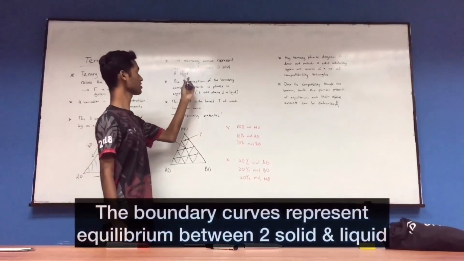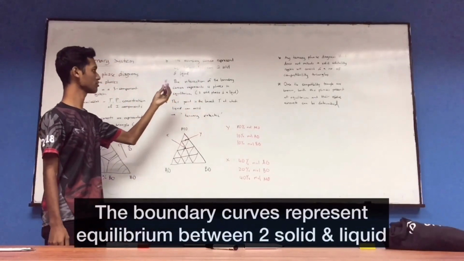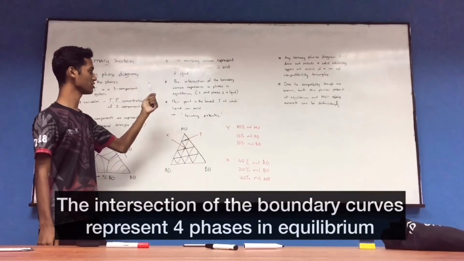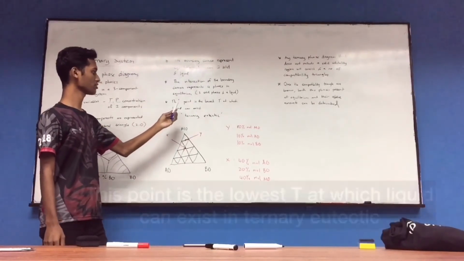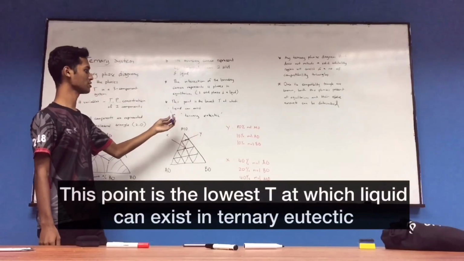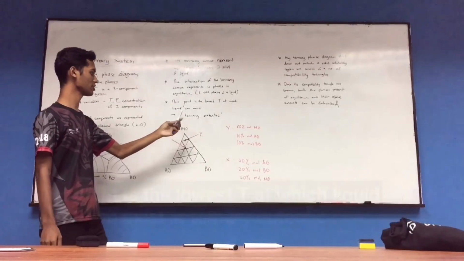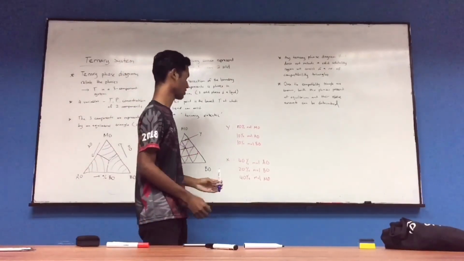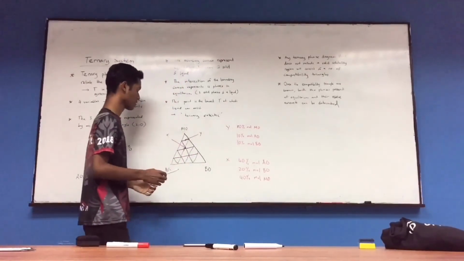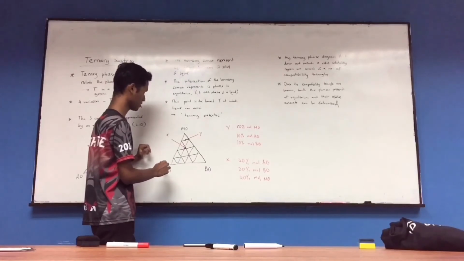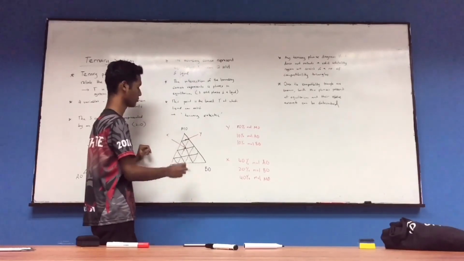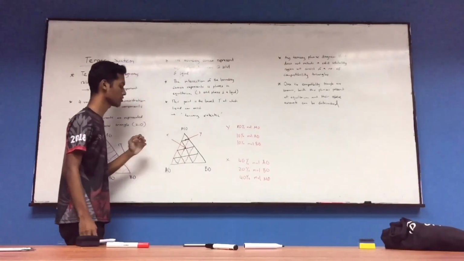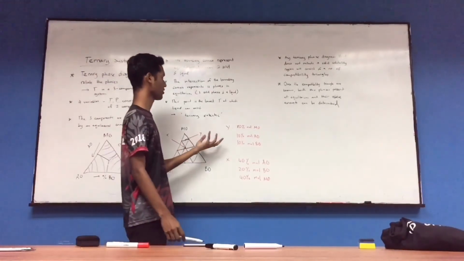The boundary curve represents equilibrium between two solids and liquid. The intersection of the boundary curves represents four phases in equilibrium. This point is the lowest T at which liquid can exist, the ternary eutectic. I will teach you how to read the diagram. We have the components AO, BO, and MO, and we have 2 points, point X and point Y. How do we read point Y, for example?